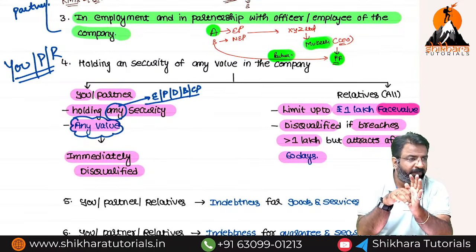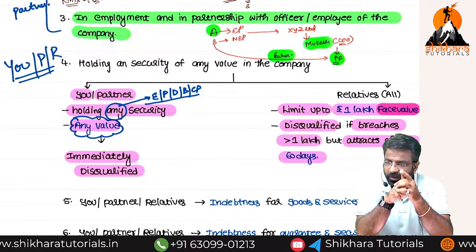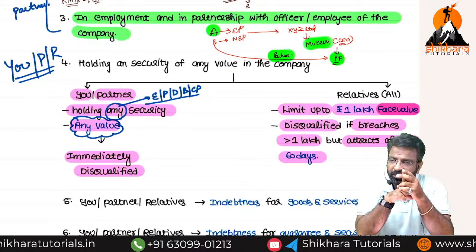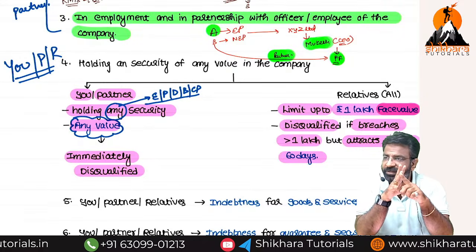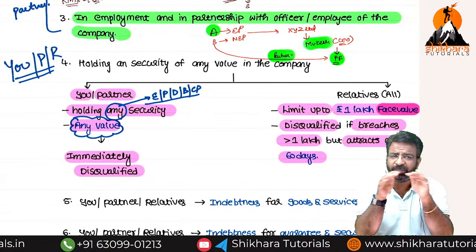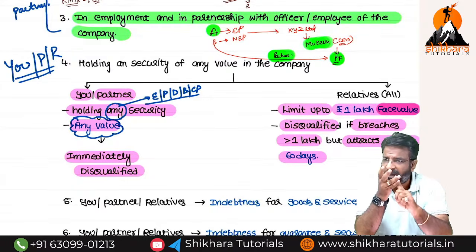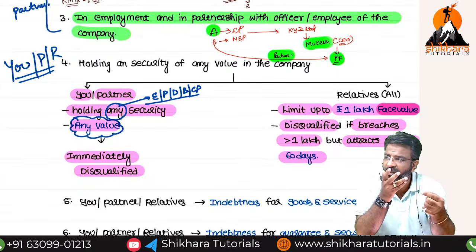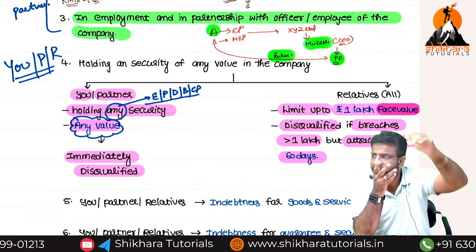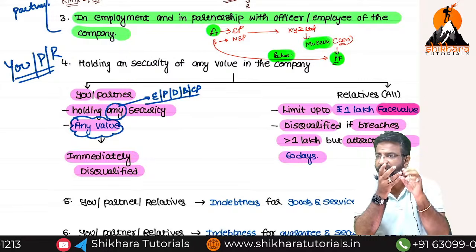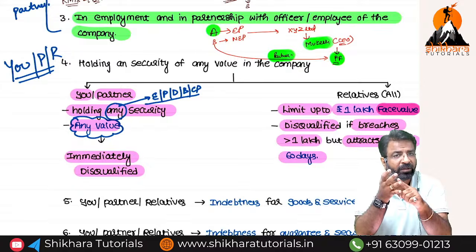Is it clear? Now, last time, tell me, what are the 4 disqualifications we have? First, body corporate, company, except LLP. Second, you and your partner should not be an officer or employee. Third, you and your partner should not enter into an employment contract or partnership contract with an officer or employee of your client company, including those group companies.